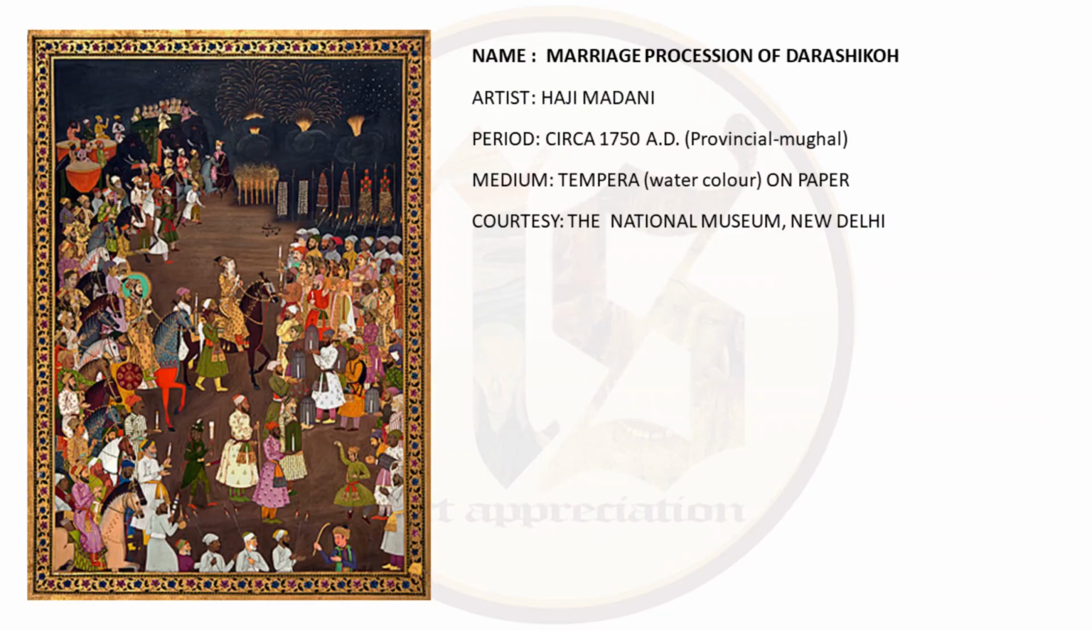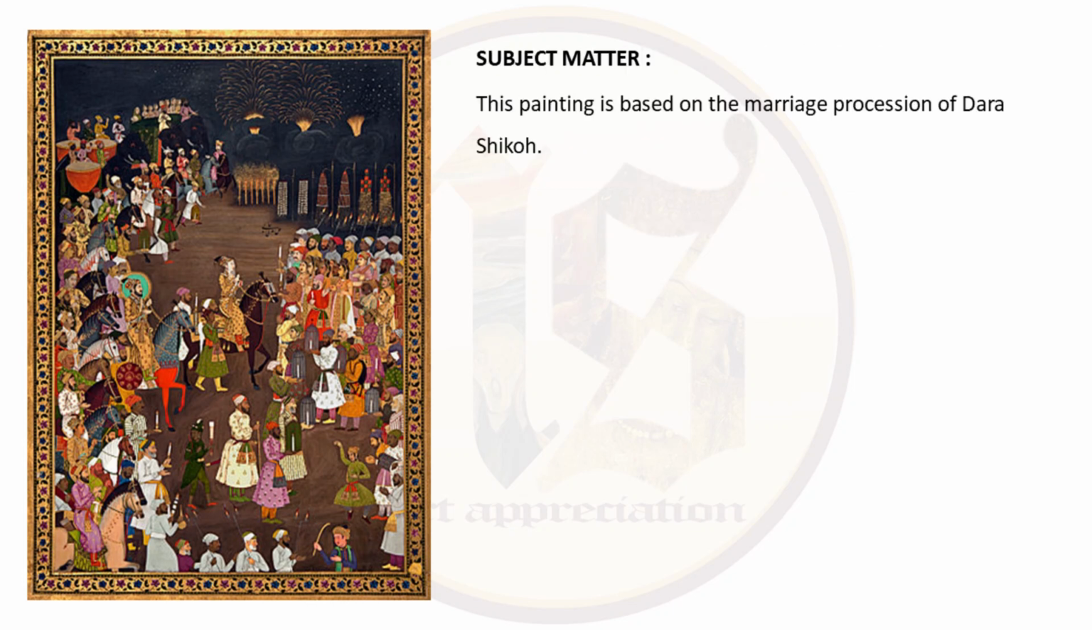The last painting is Marriage Procession of Darashikoh. Artist is Haji Madni. Period is circa 1750 AD, which is the provincial Mughal school. Then medium is tempera, which is watercolor medium on paper. And collection is National Museum, New Delhi. And subject matter is already given in the title of the painting, which is Marriage Procession of Darashikoh. Darashikoh was the elder son of Shah Jahan.